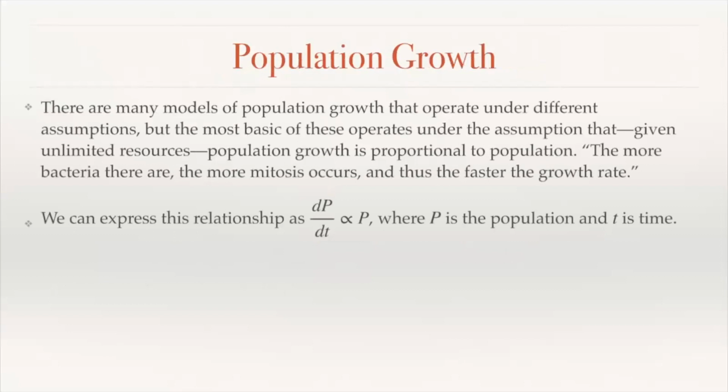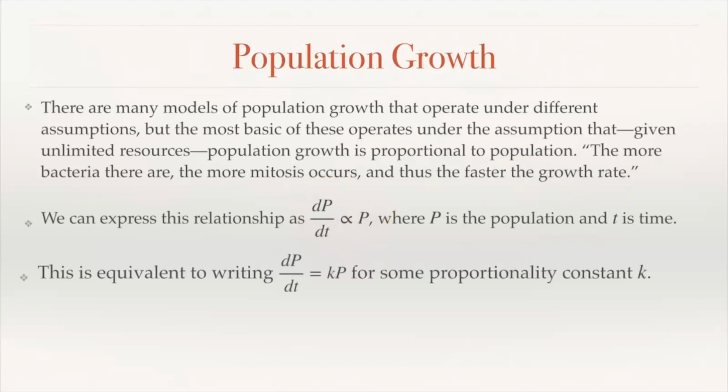So, for example, there are many models of population growth, but the most basic of these operates under the assumption that given unlimited resources, the rate of population growth is proportional to the population. For example, the more bacteria there are, the more mitosis occurs, and thus the faster the growth rate. And we can express this relationship as: the rate of growth of the population is proportional to the population itself. And this is equivalent to writing that dP/dt is equal to k times P for some proportionality constant k.